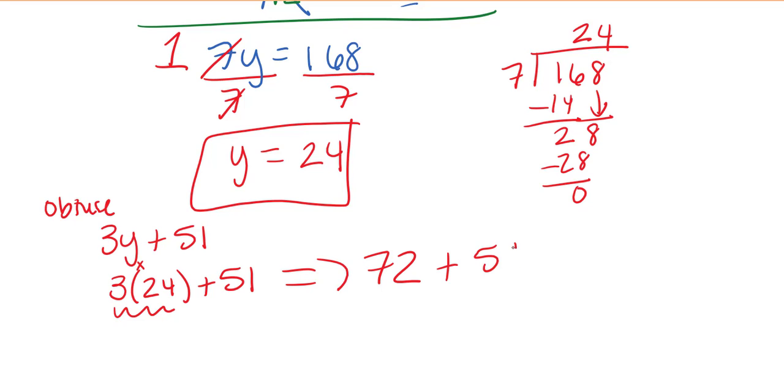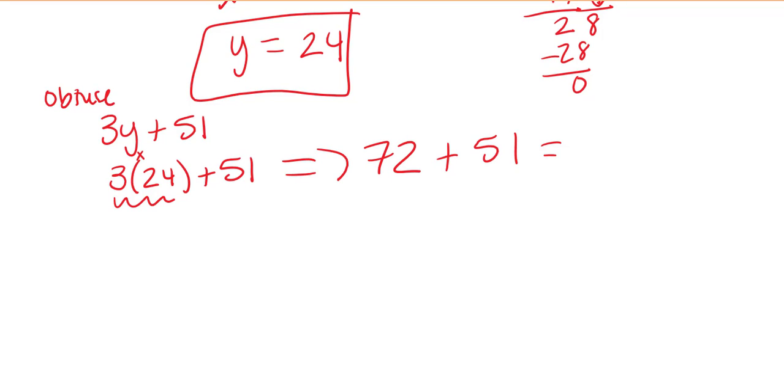Then we need to go ahead and add 51. Well, how do we do that, right? So 72 plus 51. Well, we add the 1s together, so 2 plus 1. That would be this 3, and 7 plus 5 is 12. So this would be our answer to this problem.